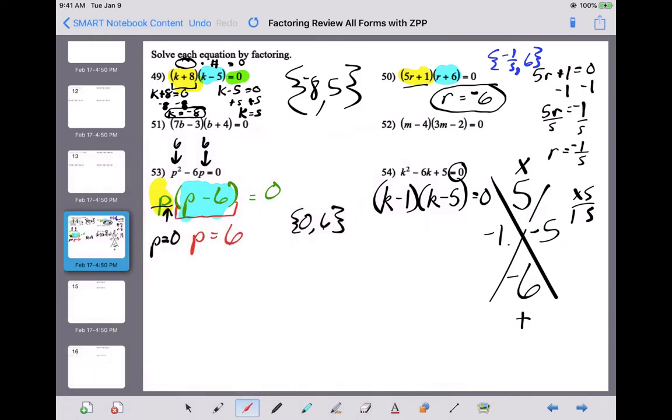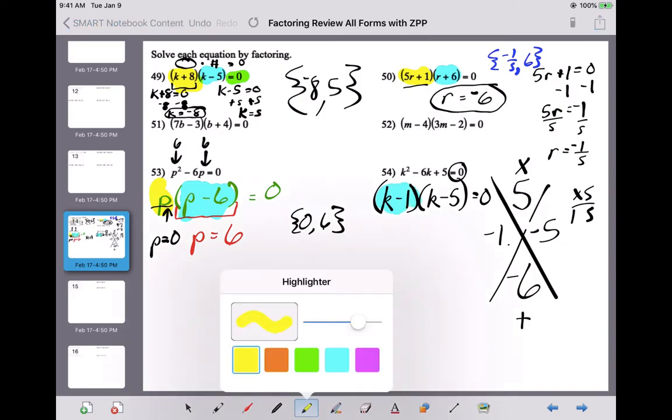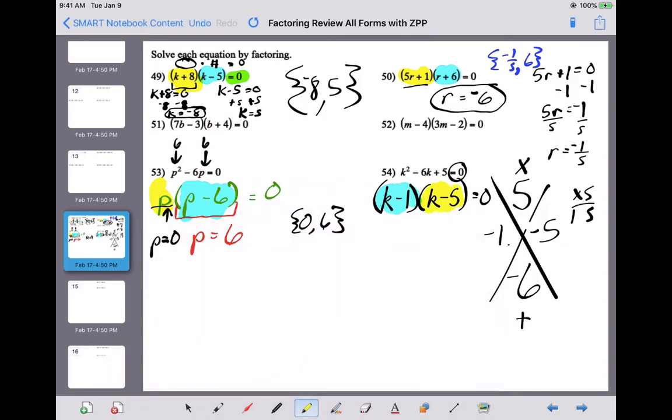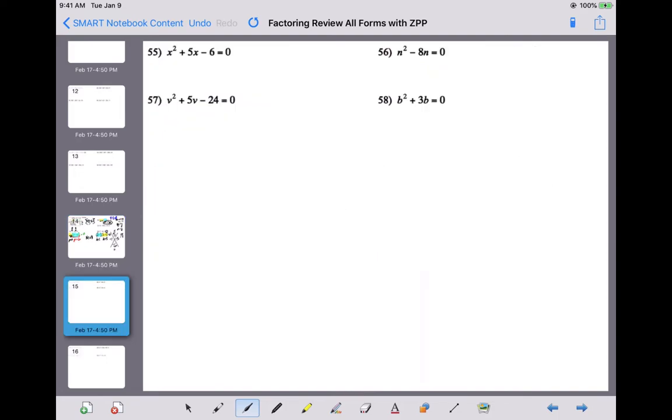So now that I have it factored, I need to solve the equation. What makes the left side equal the right side? Well, if I can make that blue factor equal 0, 0 times whatever the yellow value is will equal 0. So k equals 1 is the solution, and k equals 5 is my other solution. You'll find many of these to be similar.